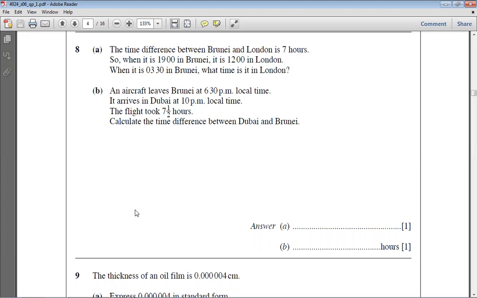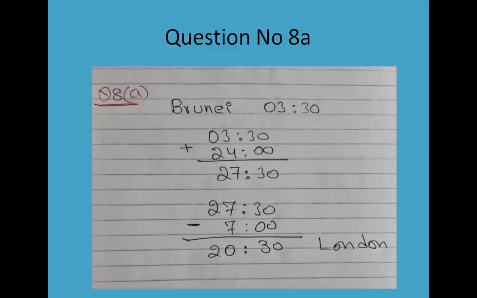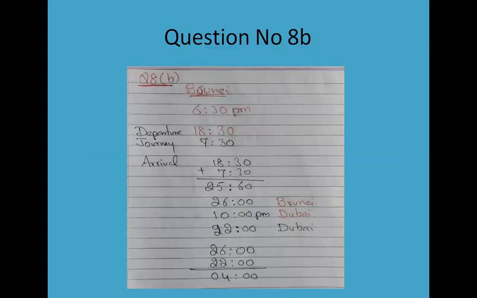Okay, so let me show you. In Brunei, because it's 6:30 p.m. and the flight started from there, this is the departure. That departure is 18:30, because it's PM. When you convert PM into 24 hours, you add 12 in hours. So 6:30 in the 24-hour format means 18:30. That's the departure time from Brunei, and the journey time is 7 hours and 30 minutes.